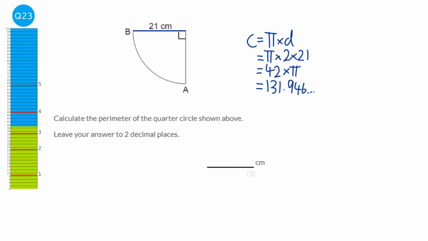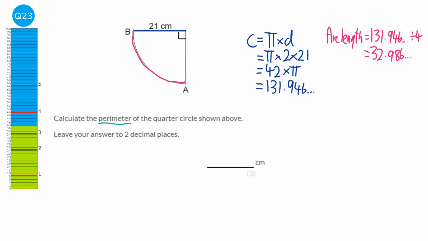Well, we obviously have a quarter of a circle. So to find the arc length, which is this part here, it's like a part of a circumference, to find the length of the arc, what we're going to do is just get that circumference and divide it by 4. So we're going to get the 131.946... and divide it by 4. When we do that, we get 32.986... Now that's not what the perimeter is.